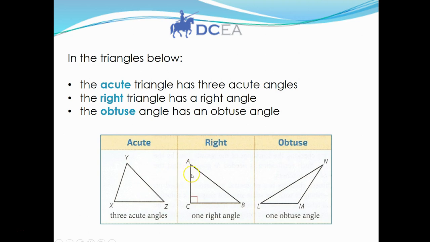The right triangle has a right angle, and it can only have one right angle. We'll talk about that later. The obtuse triangle has an obtuse angle, and it also can only have one. And depending on how large that angle is will define the shape of that triangle.